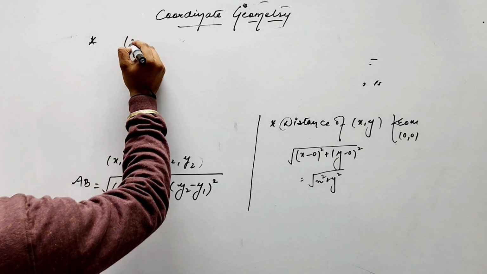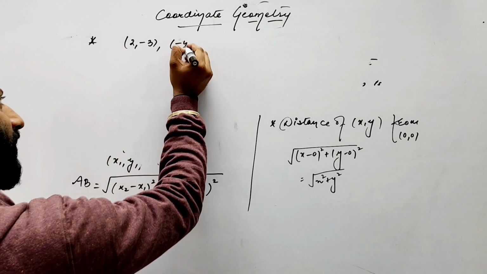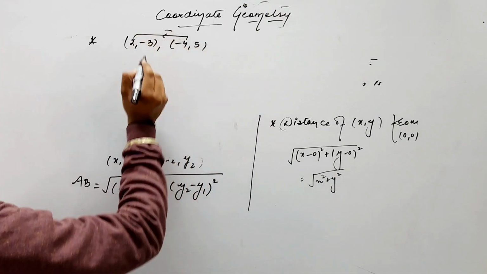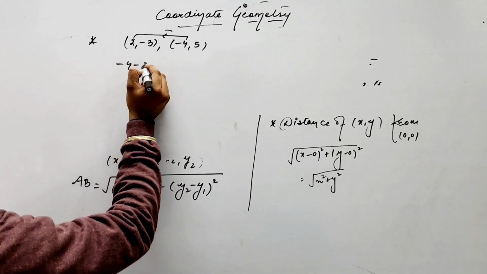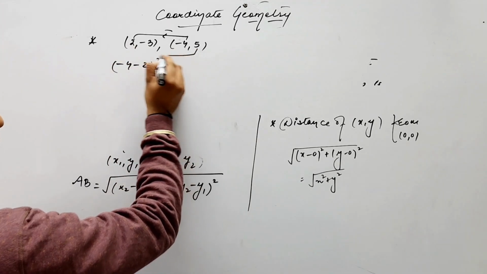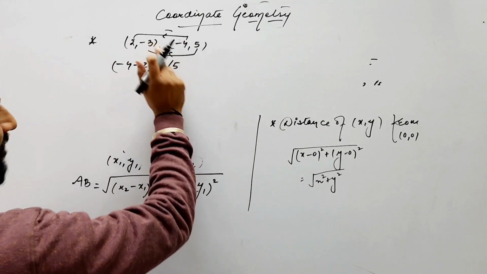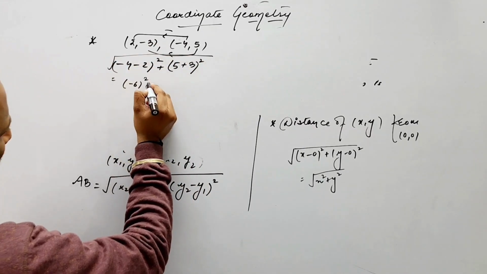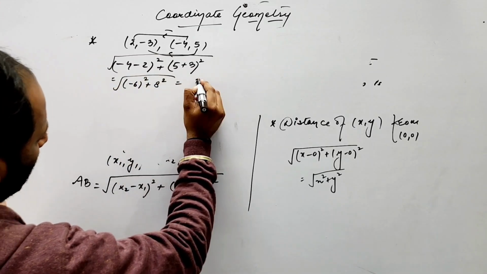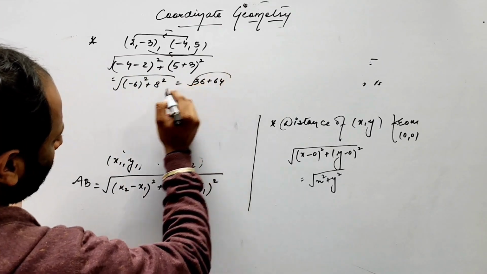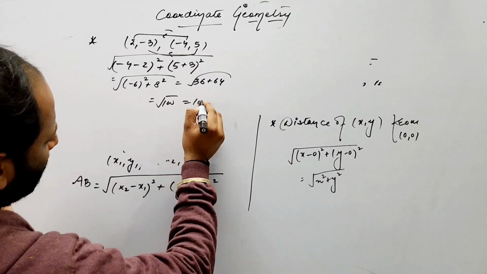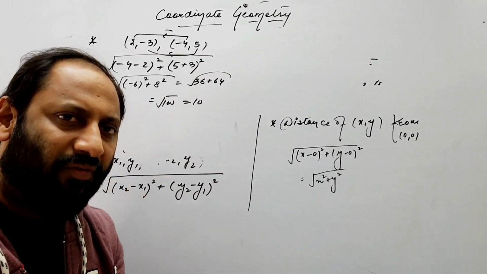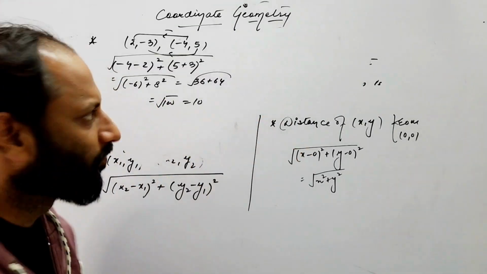Suppose we have to find the distance between (2, minus 3) and (minus 4, 5). Start from the right side. It is the square root of (minus 4 minus 2) whole square plus (5 minus minus 3, that is plus 3) whole square. Minus 6 square plus 8 square, 36 plus 64, 100, and our answer is 10 units. So the distance between these 2 points, or the length of the line segment joining them, is 10 units.